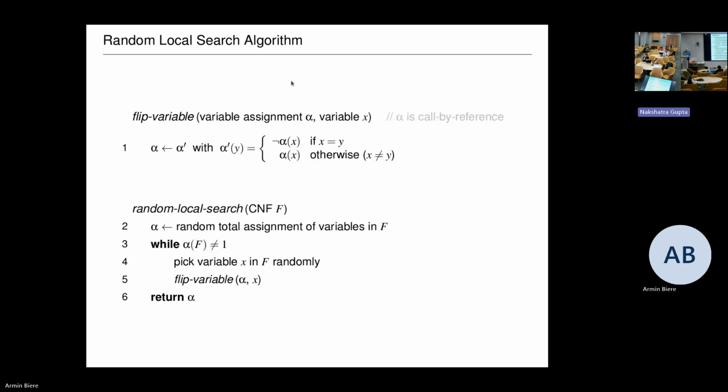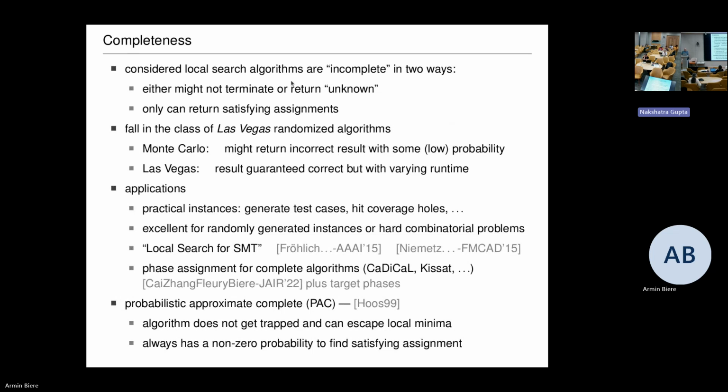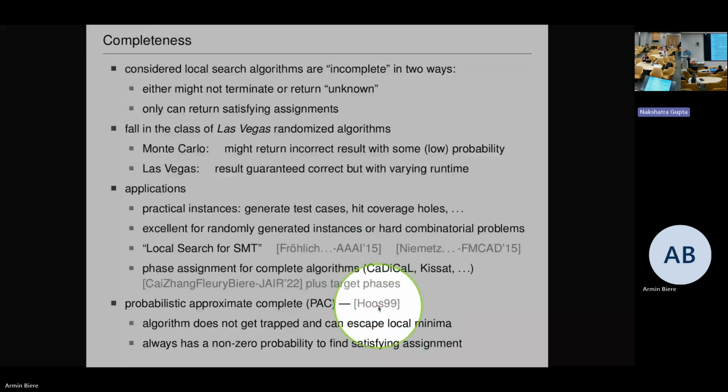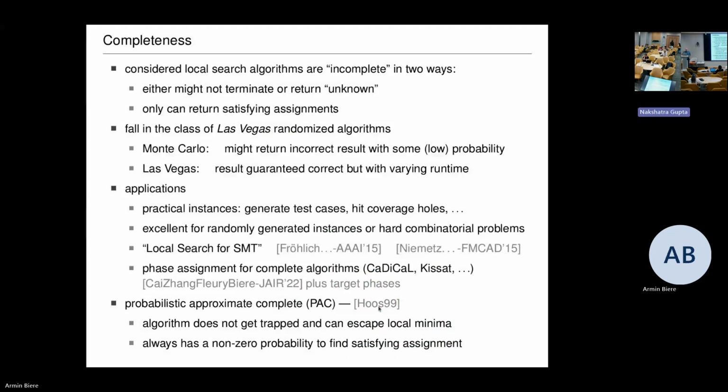Okay. But there's still some sort of completeness, and this goes back to Holger Hoos, one of these big AI figures in our community. Let me go from the top. I want to explain completeness with this slide, which is the last bullet. These local search algorithms I showed you are incomplete in two ways. They might not terminate, which is a classical way of writing it up in AI, or they return unknown.